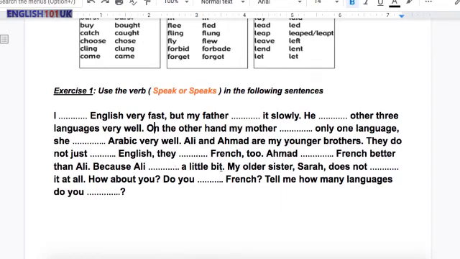My older sister Sarah does not speak it at all. How many? How about you? Sorry, do you speak French? Tell me how many languages do you speak? Okay, fill the gaps with speak or speaks.